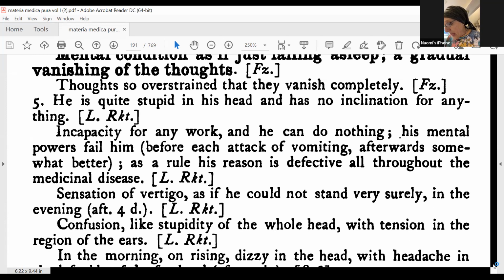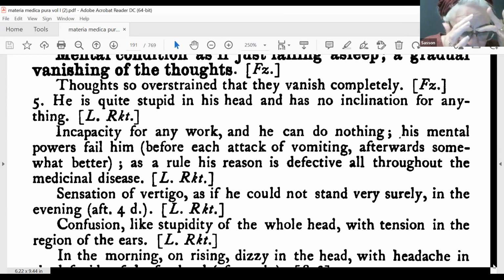Let's see. As a rule, his reason is defective all throughout the medicinal disease. So it seems to me that this means that his ability to think things through is defective, or he is not capable, while he is in the disease state, shall we say. Please correct me if I'm saying something wrong. Yeah, no, what you're saying is absolutely on point.